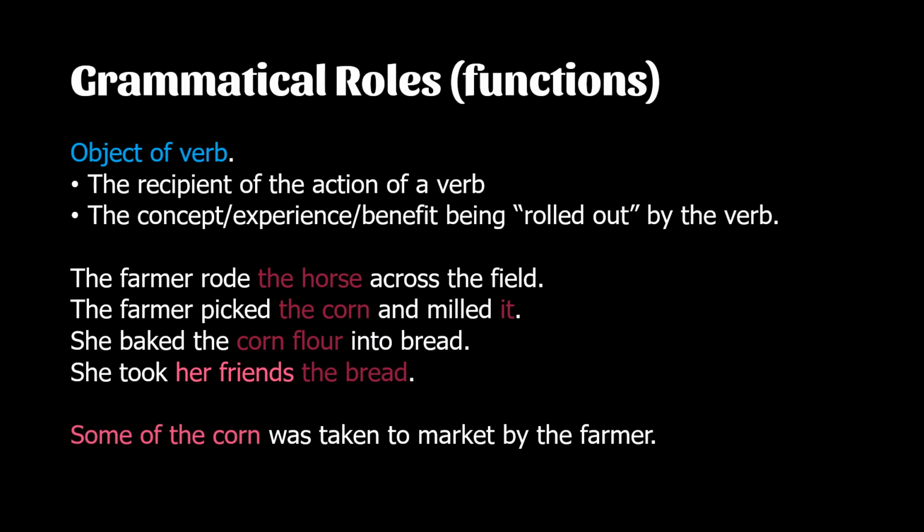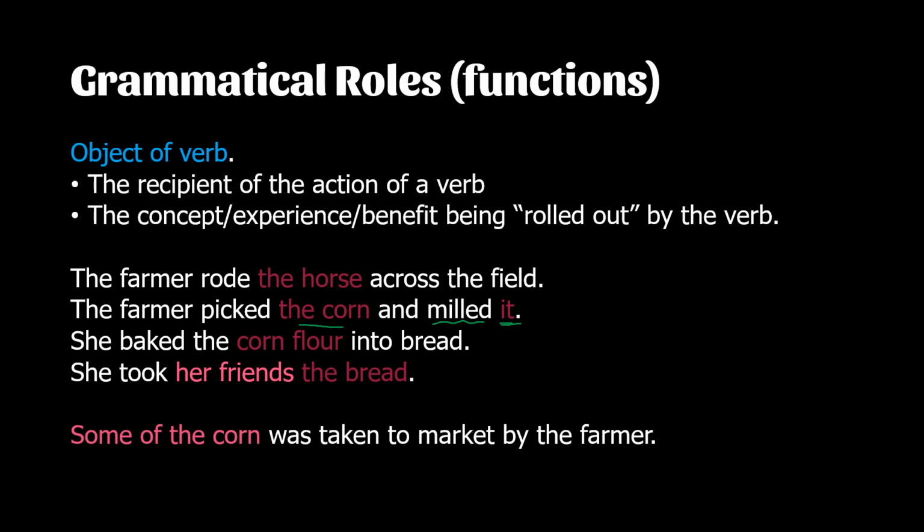Okay, so let's look at these sentences. The farmer rode the horse across the field. Obviously, the horse is getting impacted by having the farmer on a saddle on its back. So it is the recipient of the action of riding. The farmer picked the corn. So the corn is receiving the action of getting picked. The farmer picked the corn and milled it. So this it is a pronoun that means corn. And the action here is milled or getting ground up. So again, the corn is receiving the action of the milling. So it is an object pronoun.